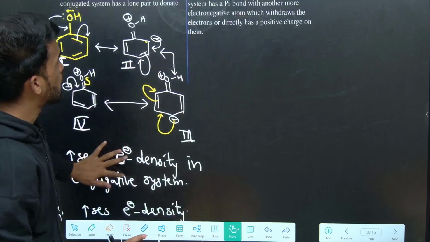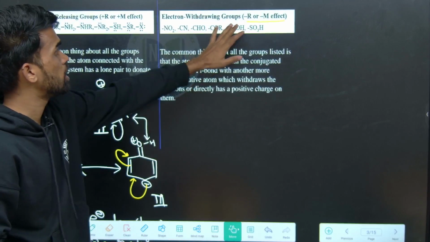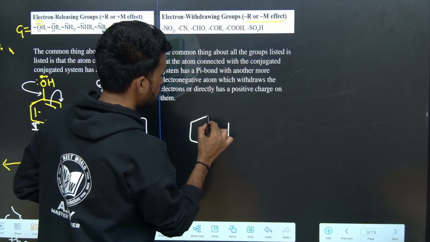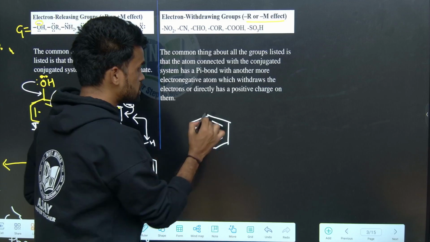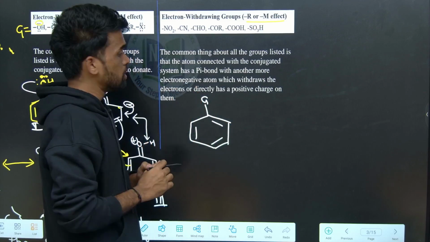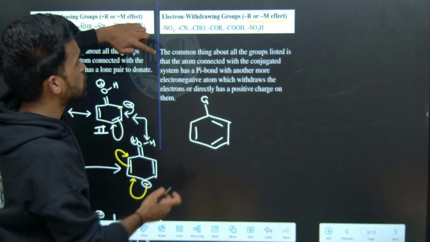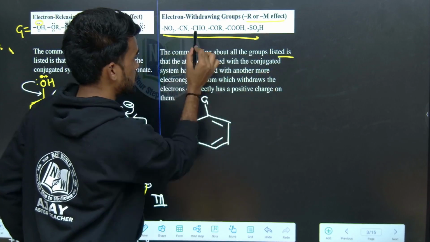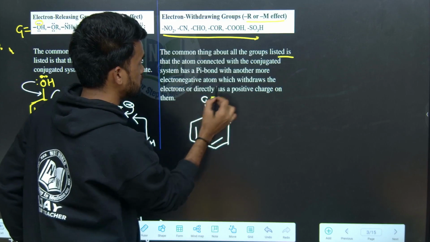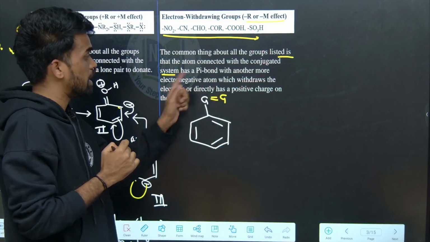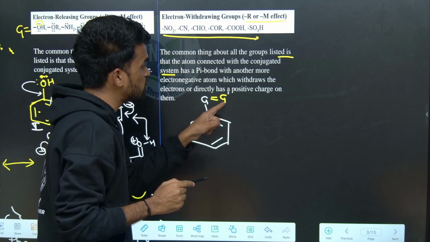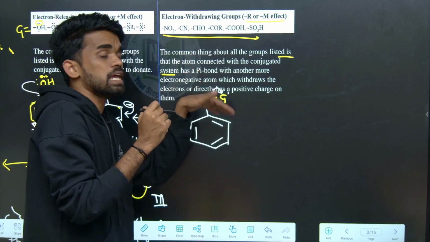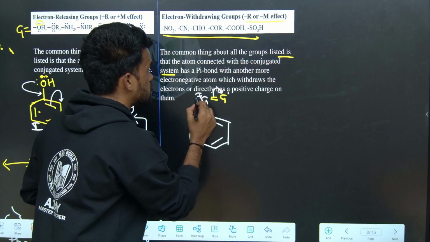Now let us discuss about minus M effect or electron withdrawing group on this conjugative system. So here also let us say we have again a benzene ring. So to this I am adding a group here, group G. So this group G, let us generalize. See, the common thing about all electron withdrawing groups is that the atom G is connected with the conjugative system, with a pi bond with another group G dash. Okay, now this G dash will be having more electronegativity than this G. Therefore, this G dash will withdraw the electrons towards itself and create a positive charge on this.